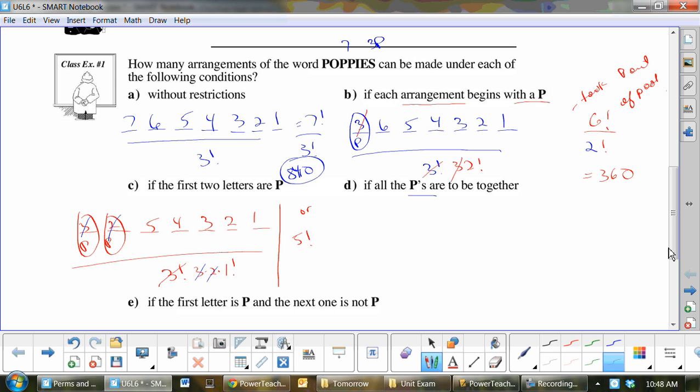how would you do this one? Yeah, they're one group. What's another group? Another group is the O, the I, the E, and the S, right? So how would you figure this one out? Yeah, 5 spaces, which would be 5, 4, 3, 2, 1, which equals 5 factorial.